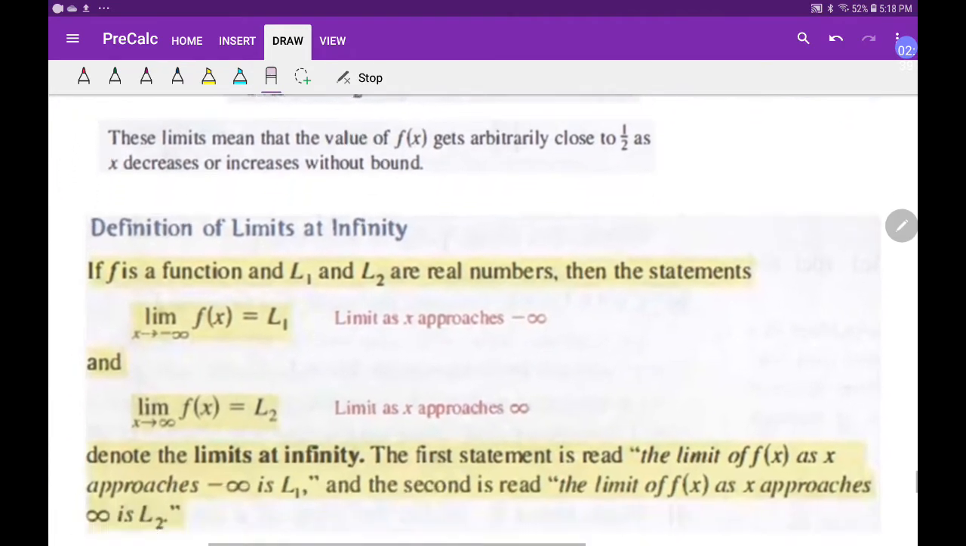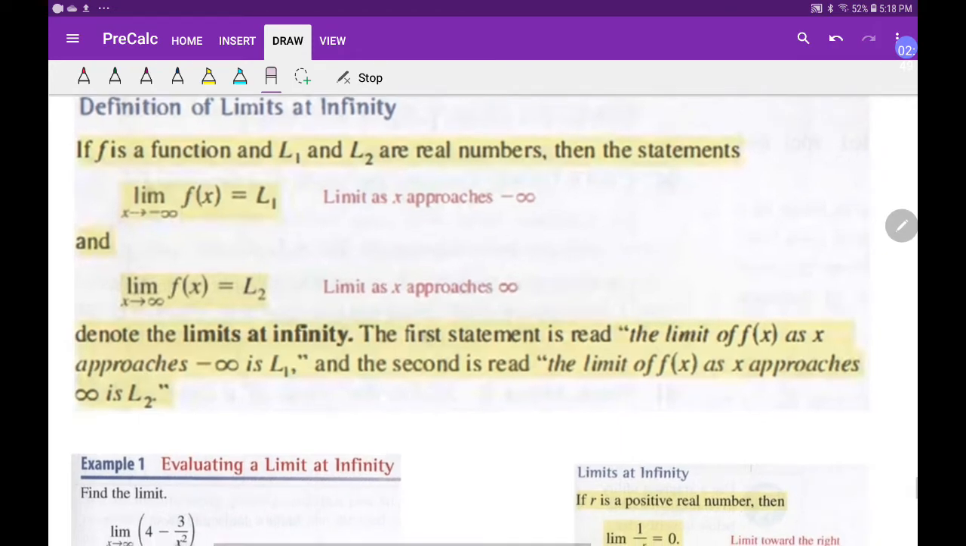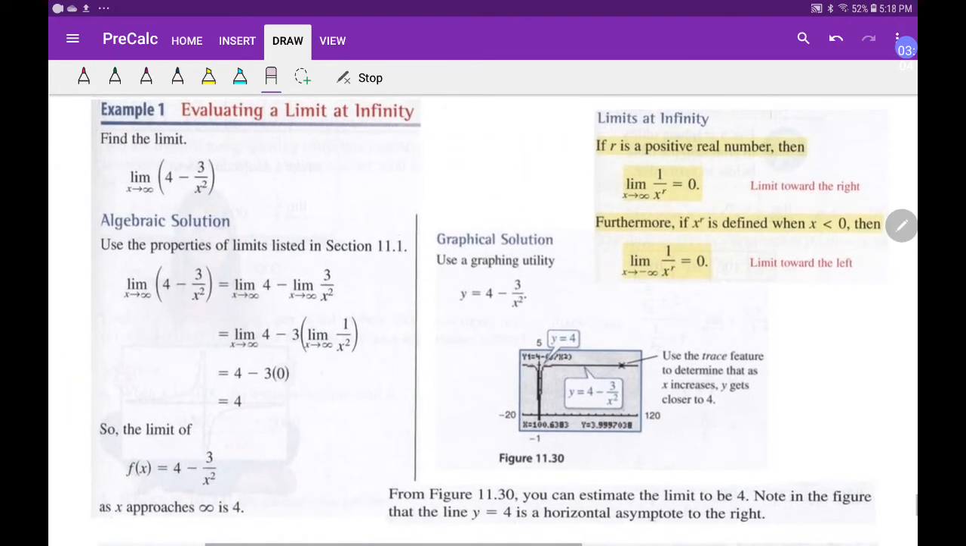I'm going to go through the same kind of thing down here. The definition of limits at infinity: the limit as x approaches negative infinity of f of x is L sub 1, whatever that is, if it's the horizontal asymptote like up there. And the limit as x approaches positive infinity, or just infinity, of f of x is L sub 2. All right, so what does that mean? Well, we have an example.